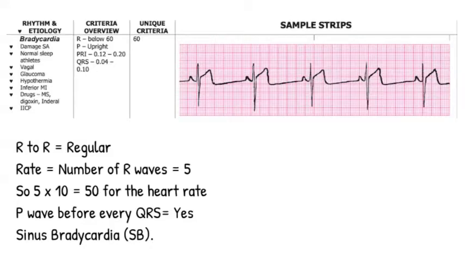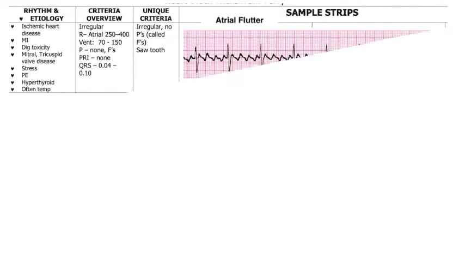So now we're going to move on to atrial flutter. So with atrial flutter, you're going to use the same interpretation methods. You're going to look to see if the R to Rs are regular. Is it consistent? In this case, it is.